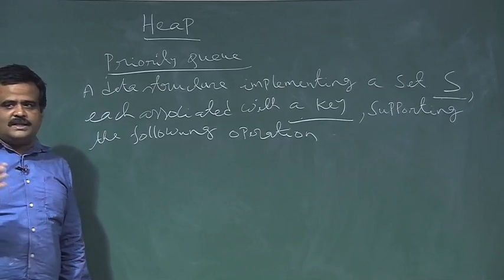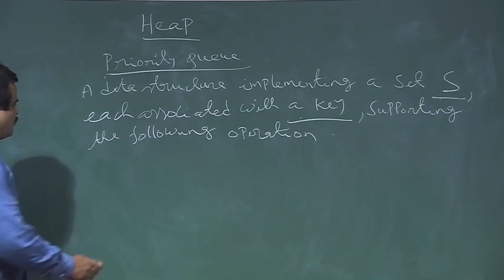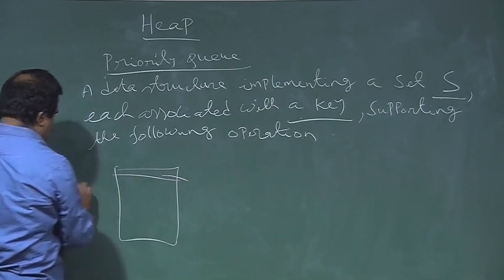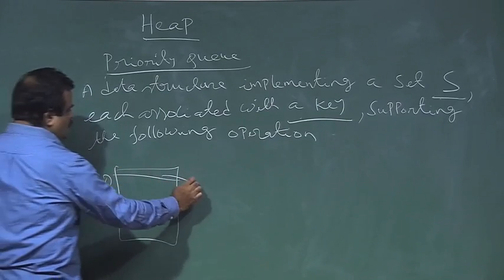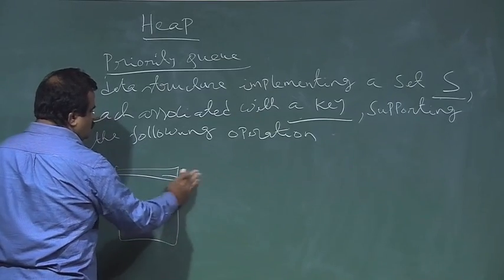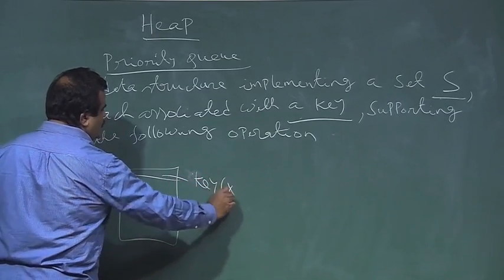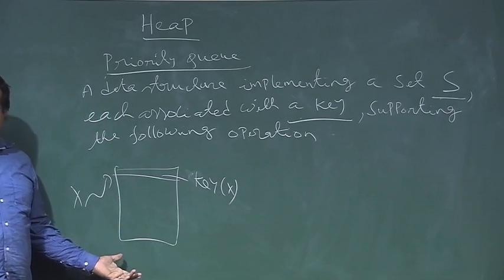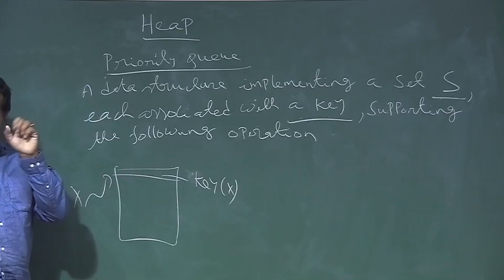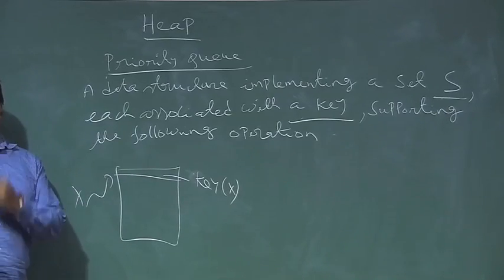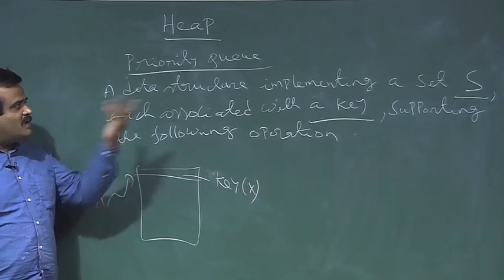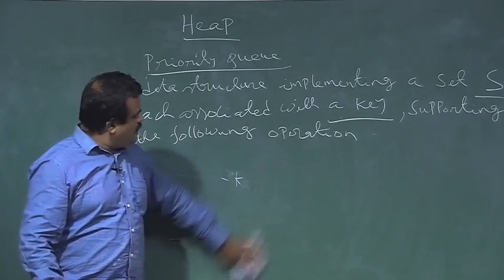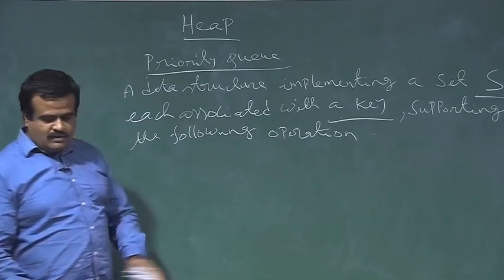So, key is basically, we can say if S is a record, say a student record, then the student roll number could be the key. So, this is the roll number of the student, and this could be the unique key of X. So, each of this data, or we can say record, is associated with a key. Key is the unique representation of that record. So, each element of S is associated with a key, and it should be able to perform the following operations.